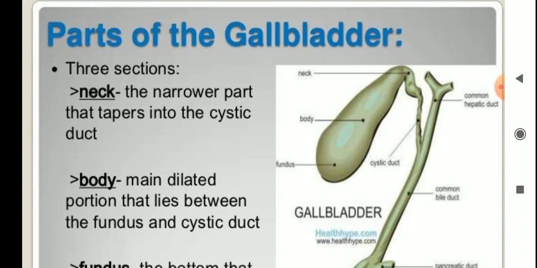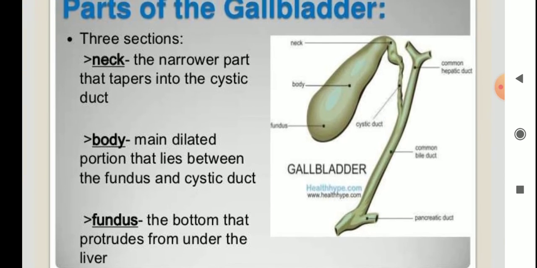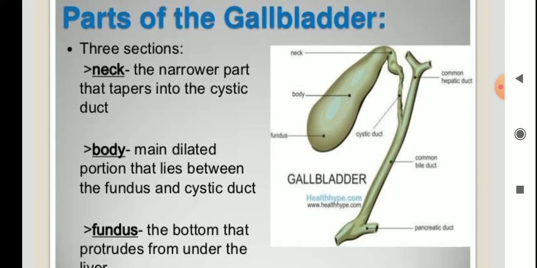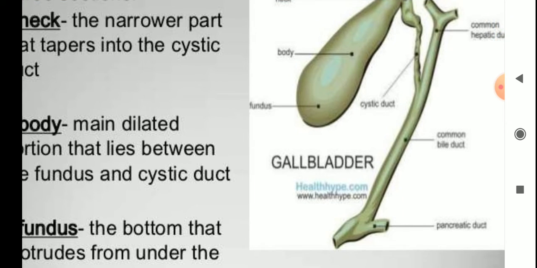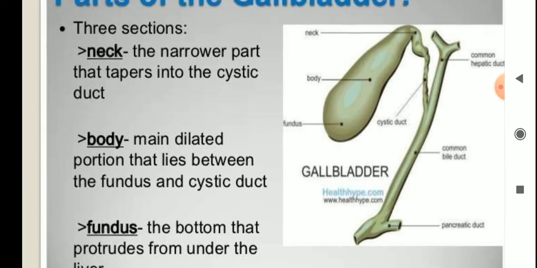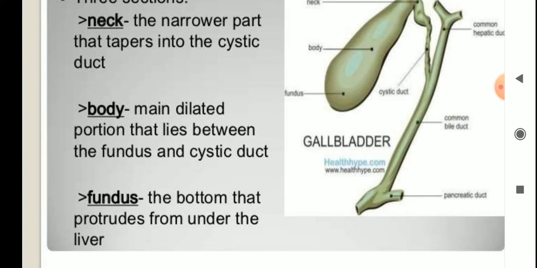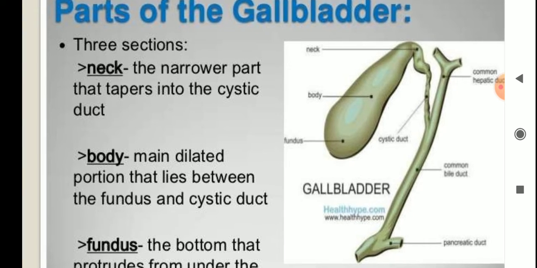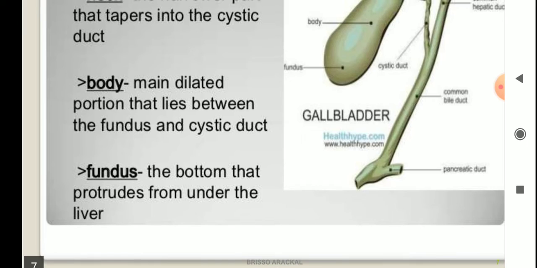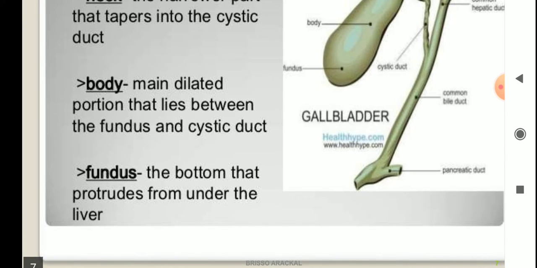What are the basic parts? Neck, body, fundus. This schematic diagram depicts the fundal part, body part, the neck part, and the drainage with the cystic duct joining the common hepatic duct to form the common bile duct, and then joining the pancreatic duct. This is how bile is secreted and channelized into the small intestine. The neck is the narrowest part, the body is the main dilated portion between the fundus and the cystic duct, and the fundus is the bottom that protrudes from under the liver.